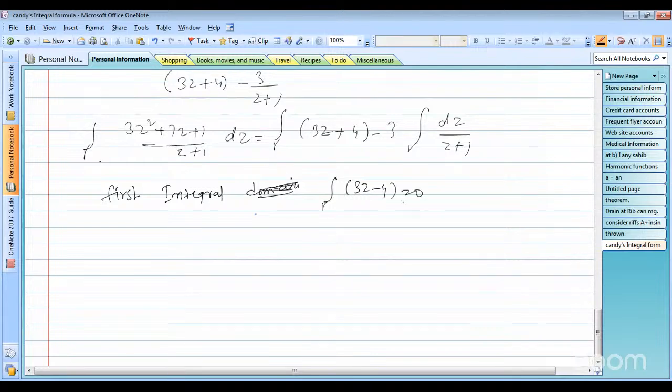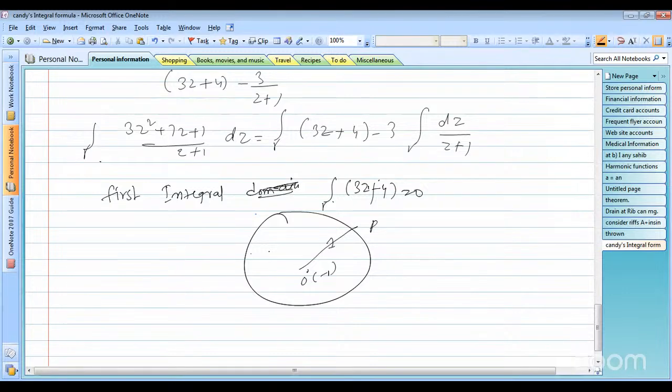Why? Because by Cauchy's theorem, 3z plus 4 is analytic and gamma is a closed contour, so the integral of 3z plus 4 is equal to 0. We know that. Now take the diagram again. This is the center point, and here we mark 1, 0, and minus 1.